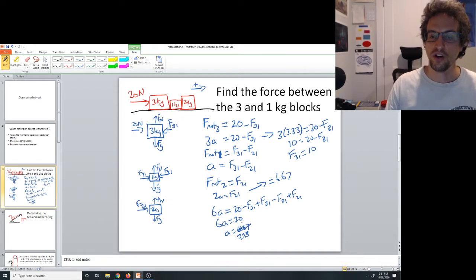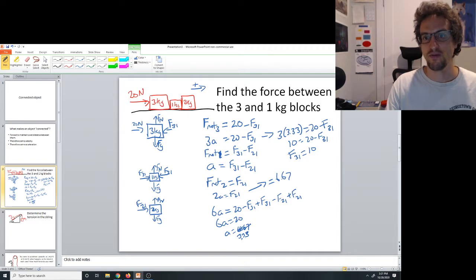Now, one little thing here. Notice the 6a equals 20. I could have just done that from the beginning. I could have treated this as if this was all one object with one force, 20 newtons on it, mass of 6, and that would have given me the acceleration. But I'm still going to have to go back to those individual equations to find the individual forces. So if I just ask you the acceleration, it's 20 over 6. Could have done that from the very beginning.